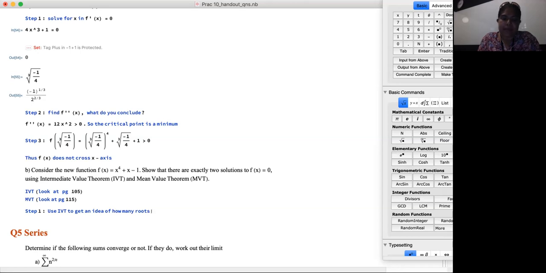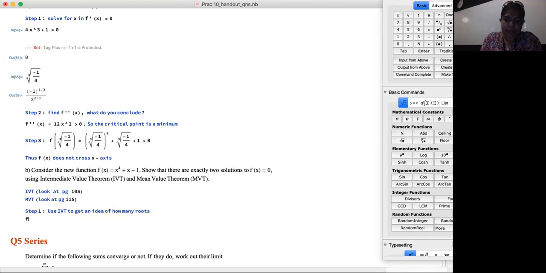So the intermediate value theorem says if you take an interval and compute f of A and f of B, and the values are different, and if f is continuous between those two points, then there must exist another point c in the interval such that f of c is within f of A and f of B.